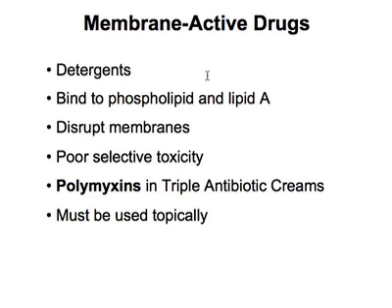So some membrane active drugs, they're primarily detergents. They bind to phospholipids or lipid A in the phospholipid bilayer or cell membrane. This disrupts the membrane. Again, it has very poor selective toxicity. They do work very well, but they will also work very well on our cells as well. Polymyxin is a very common drug in this group, and you'll find this in a lot of triple antibiotic creams, such as Neosporin. And it works pretty well, but again, you only want to use it topically.